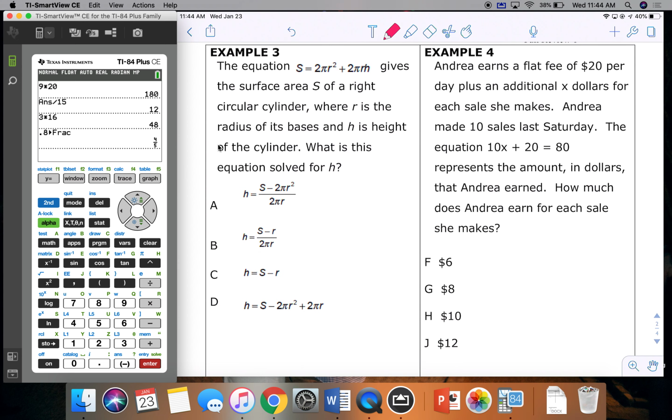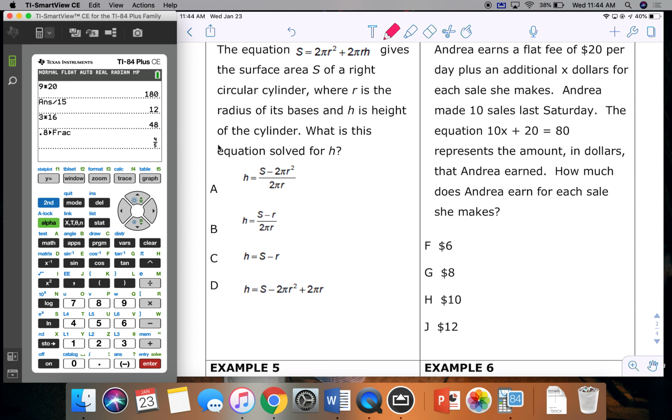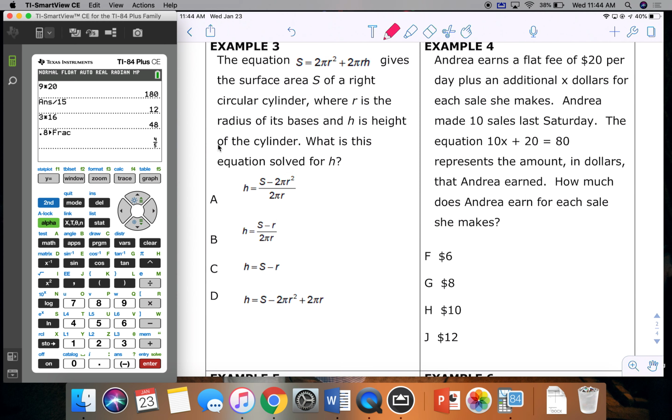Example 3, they give us a formula and they tell us it's the surface area S of a right circular cylinder, R is the radius, H is the height. What is the equation solved for H? So I'm going to rewrite it, and I know there's not a lot of room on this paper, but I'm trying to solve for H.